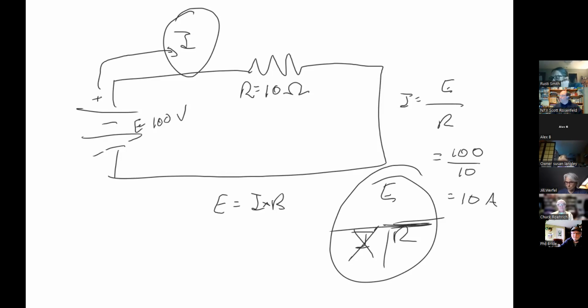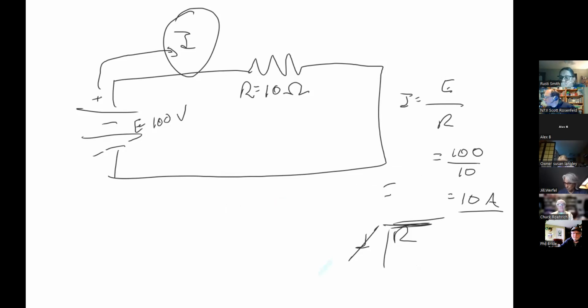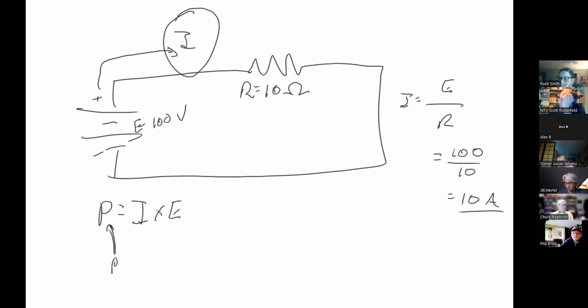Okay, now we have another part of Ohm's law. Everybody ready for the second half? Here's the second half. P is equal to I times E. And P is power, and this is measured in watts.